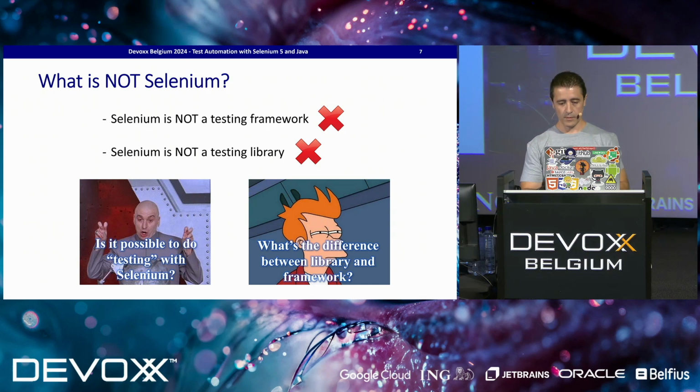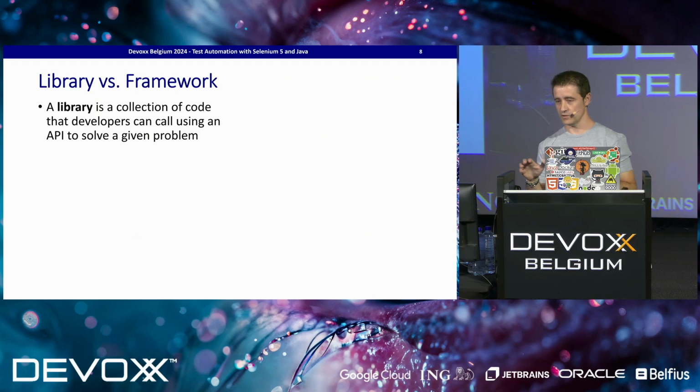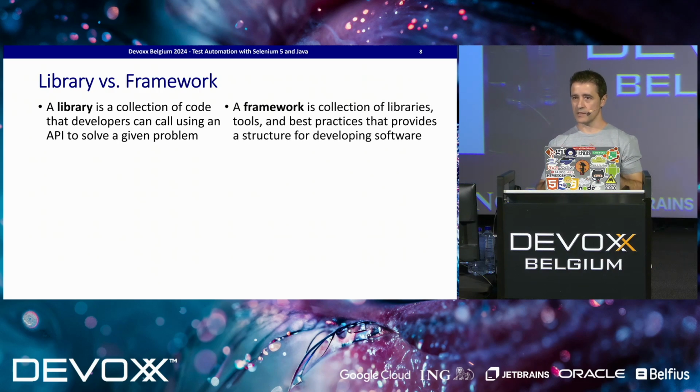Maybe because I work as a professor at a university, I had the need to make some definitions from time to time. And in order to answer the second question, the difference between library and framework, here is a definition of a library. A library, for me, is a collection of code that we developers can use through an API to solve a given problem. Then we have a framework, which can be seen as a collection of libraries, tools, and best practices that provides a structure for developing software.